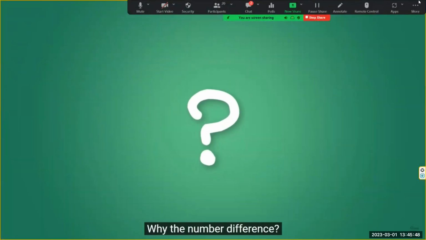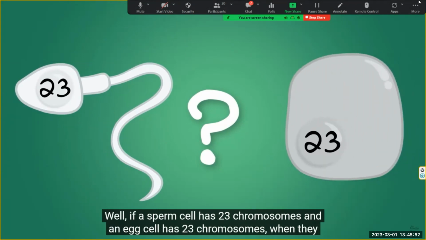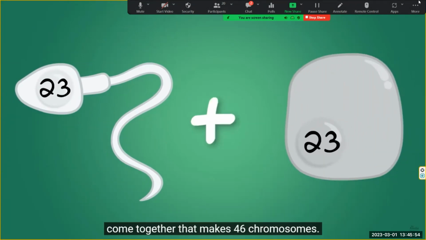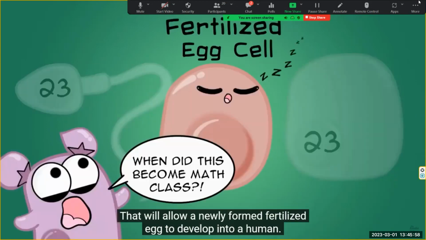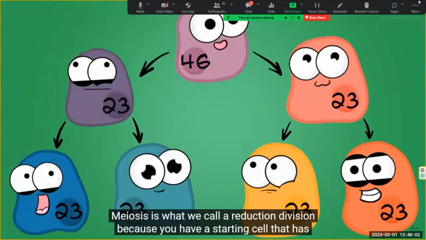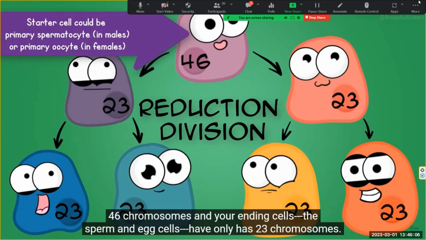Why the number difference? Well, if a sperm cell has 23 chromosomes and an egg cell has 23 chromosomes, when they come together, that makes 46 chromosomes. That will allow a newly formed fertilized egg to develop into a human. Meiosis is what we call a reduction division because you have a starting cell that has 46 chromosomes, and your ending cells, the sperm and egg cells, have only 23 chromosomes.